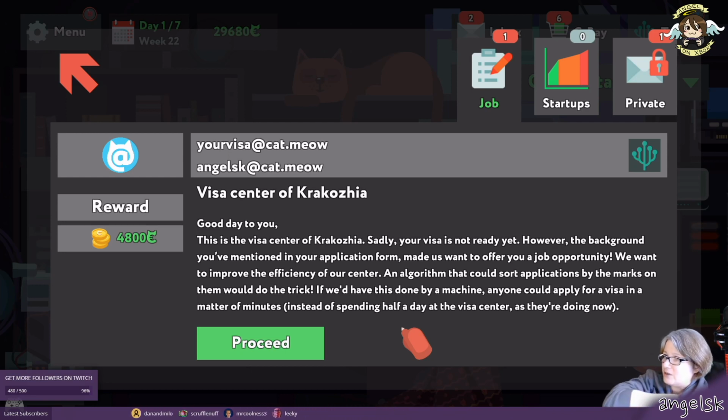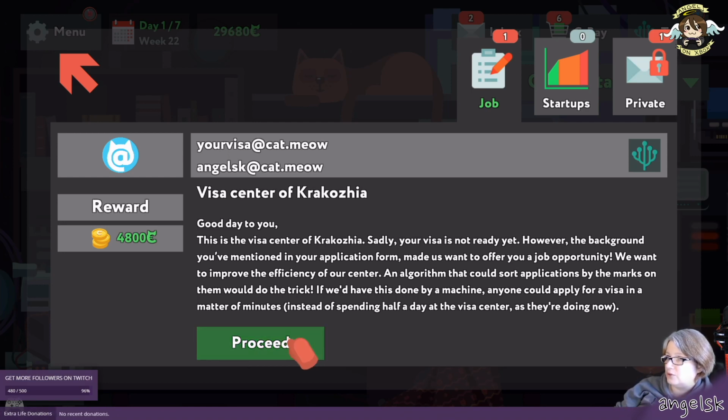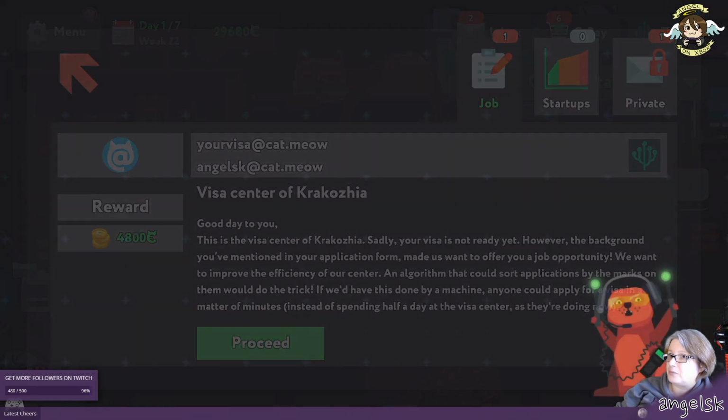This is the Visa Center of Krakosia. Sadly, your visa is not ready yet. However, the background you mentioned in your application form made us want to offer you a job opportunity. We'll improve the efficiency of our center. An algorithm that could sort applications by the marks would do the trick. With it done through my machine, anyone could buy a visa in a matter of minutes instead of spending half a day at the visa center.